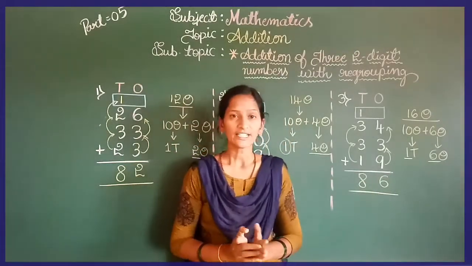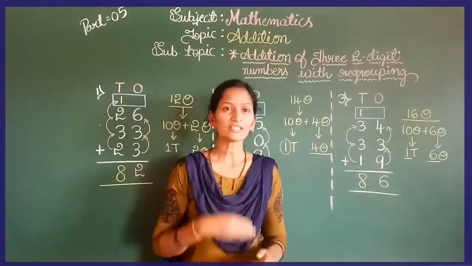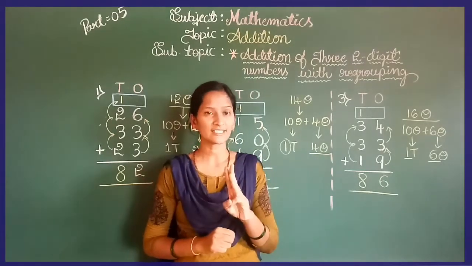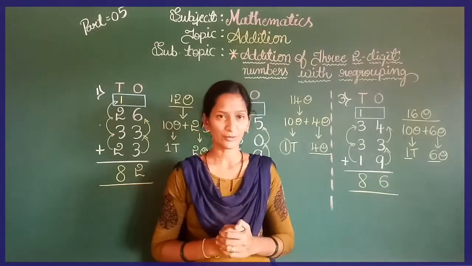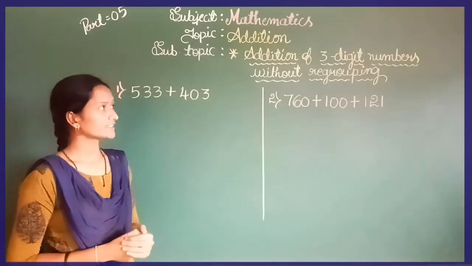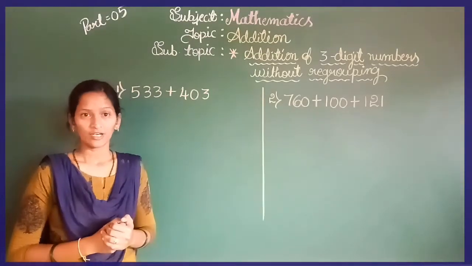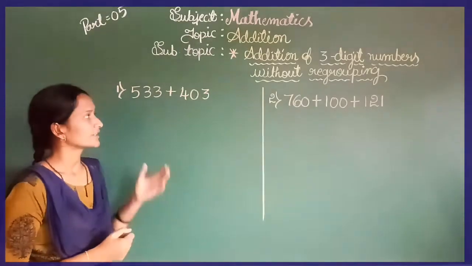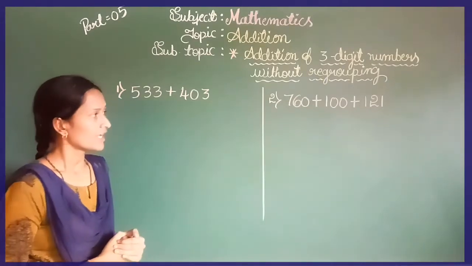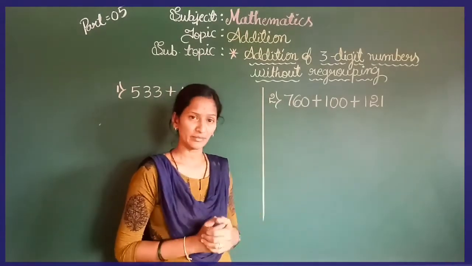Okay, children, now we finish the first concept. Now, I will move to the second concept. It is about the addition of 3-digit numbers without regrouping. Children, come to our second concept. It is addition of 3-digit numbers without regrouping. Okay? So here, in the first problem, I am taking two 3-digit numbers. And in the second problem, I am taking three 3-digit numbers.